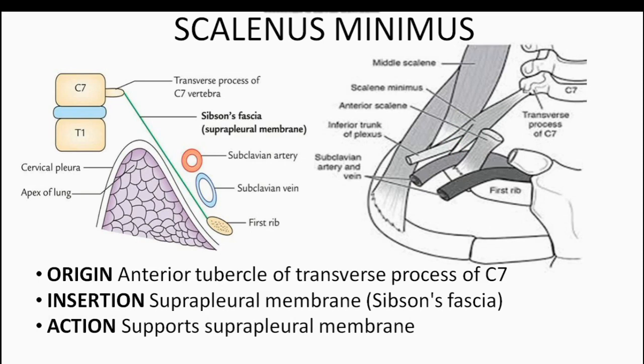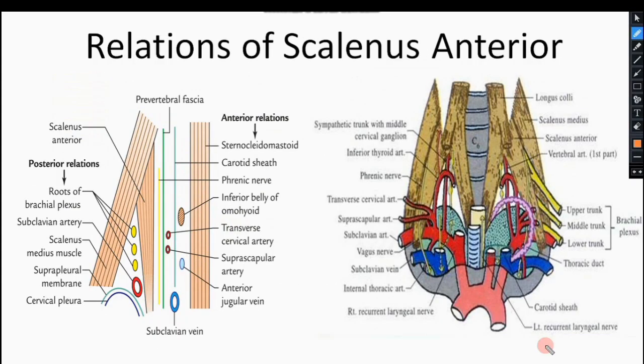Its action is to support the suprapleural membrane, and it is innervated by anterior primary rami of C7. Let's try to understand the relation of scalenus anterior. The importance of this relation is because the hypertrophy of the scalenus anterior or the spasm of the scalenus anterior compresses the important structure. So the understanding of this relation is important.